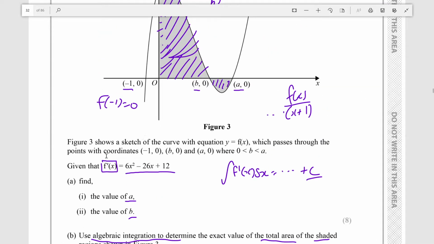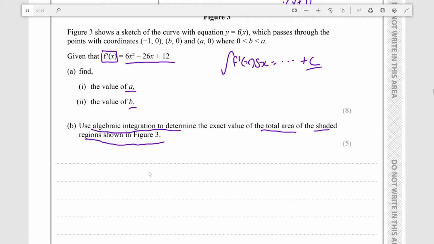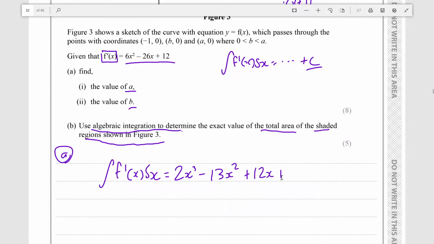The first thing we are going to do is integrate the differential of f(x). This is part A of our solution. If we integrate this, 6x squared with the power rule goes to 2 times x cubed, minus 26x goes to minus 13x squared, and plus 12 goes to plus 12x. Then obviously there's a plus c.